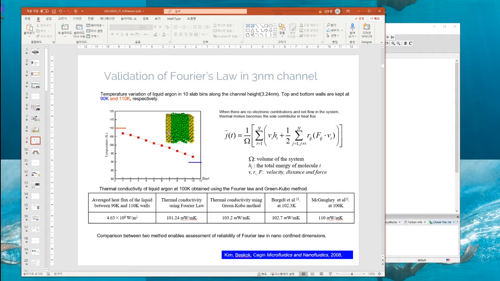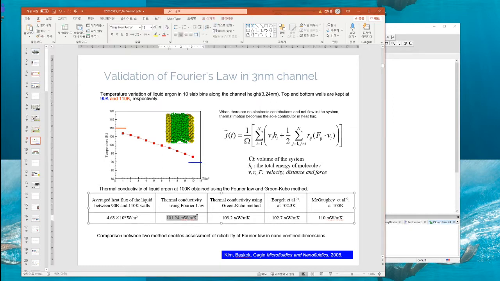What I did was build a nanochannel with a 3 nanometer separation. I filled it with molecules at liquid density, and on one side I put a 110 Kelvin temperature, and on the other side 90 Kelvin. So I put different temperatures on the walls, and I was successfully able to obtain a linear temperature gradient in between. When I run MD, I get this linear temperature profile, and I could also get the heat flux directly from the molecules' positions and their interaction. With their relationship, I can get the thermal conductivity, right?